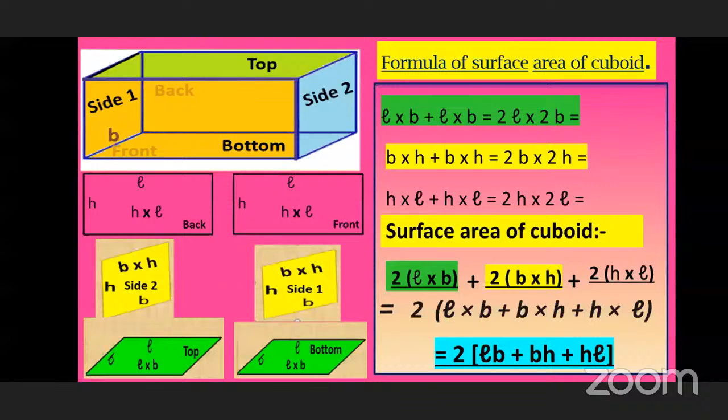So this is the formula. Observe the screen for few seconds and try to remember it. I am repeating it: 2 times LB plus BH plus HL, where L stands for length, B stands for breadth, and H stands for height. I hope all have done. Shall we move further? Yes, miss. Okay, very good.